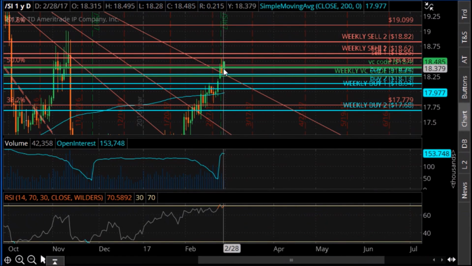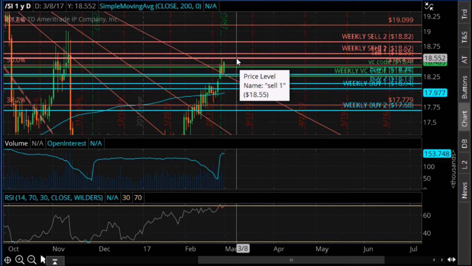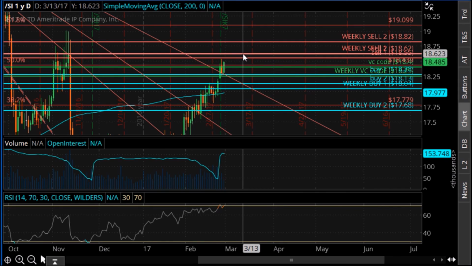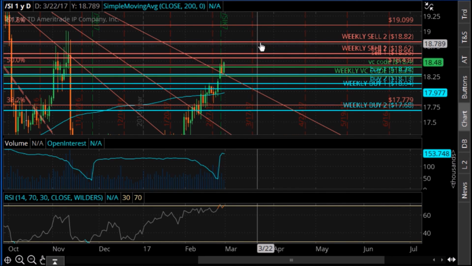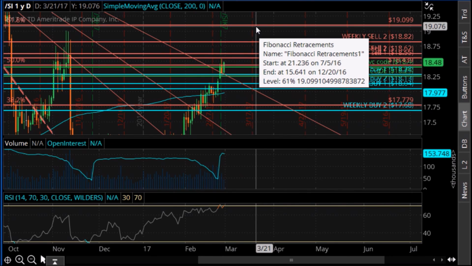What this indicates for us is that closing above 1844, once again, activates all these targets that we have here of 1855, 1862, 1882, all the way up to 1909. And then we want to see what the market does when we accomplish these targets here of $19. A $19 handle is coming up.